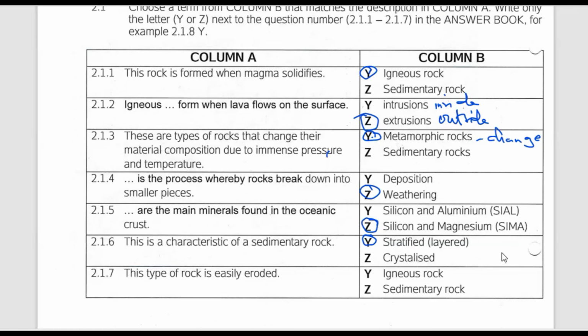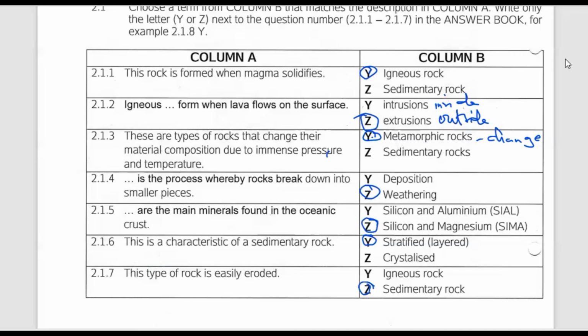Right. We move on to the next question, which is question number 217. This type of rock is easily eroded. Which one is easily eroded? An igneous or a sedimentary? Obviously, it's a sedimentary because it's made up of different sediments. It's a weaker rock. Igneous rocks are very hard and solid, like you can talk of granite, you can talk of basalt. Those rocks are very hard because they come from the hot molten rock from volcanic activity. Right, that was the first part.